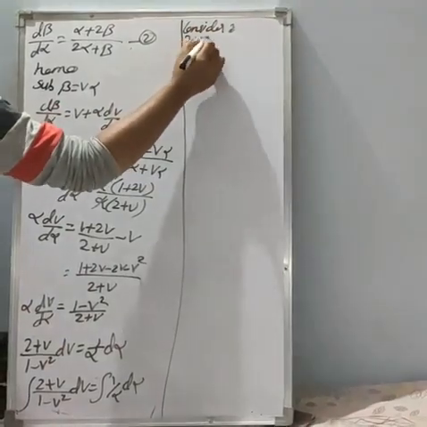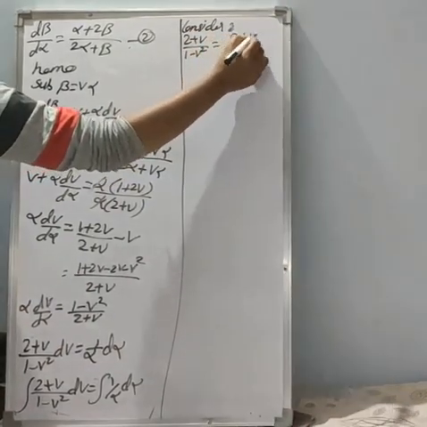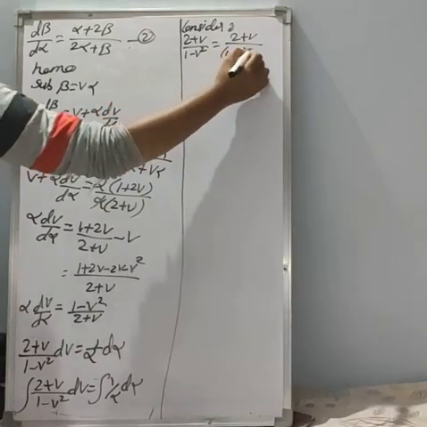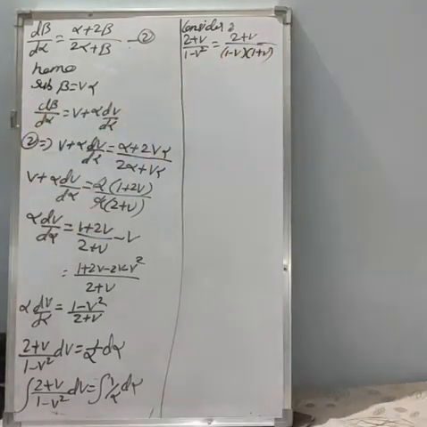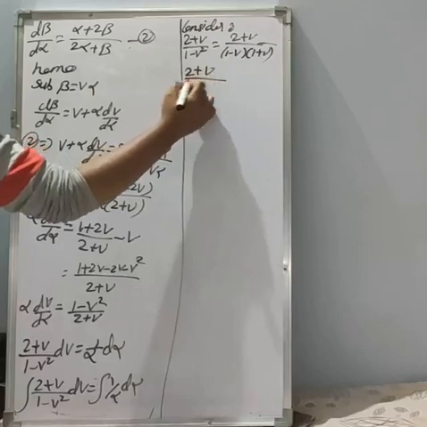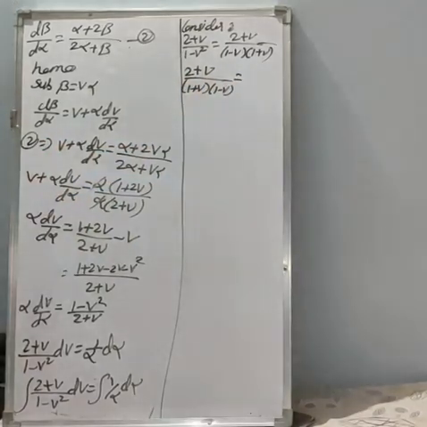2 plus v divided by 1 minus v square. It is in the form of a square minus b square, and a square minus b square can be written as a minus b, a plus b. So this can be written as 1 minus v, 1 plus v. Then considering this term, 2 plus v divided by 1 plus v, 1 minus v. Okay, use the partial fraction.